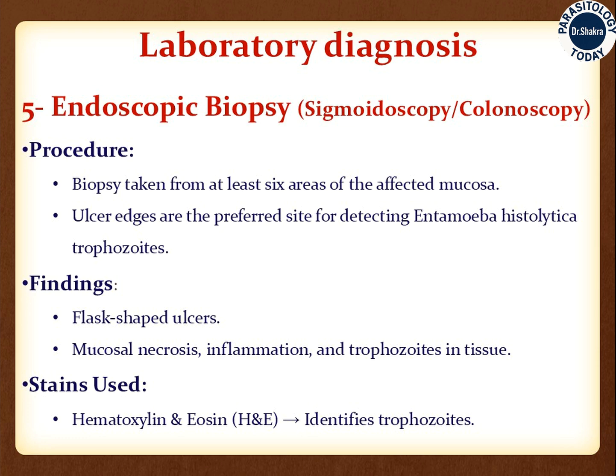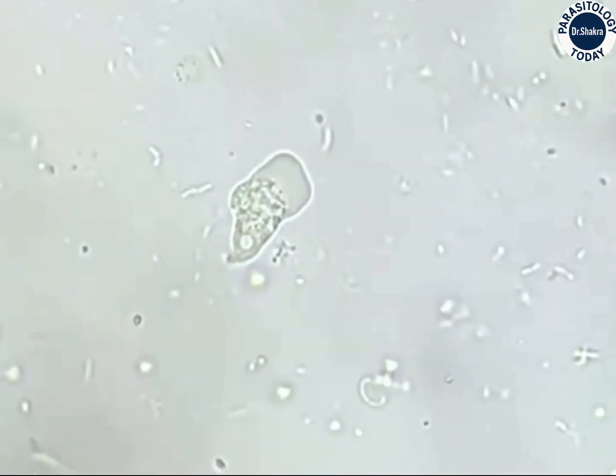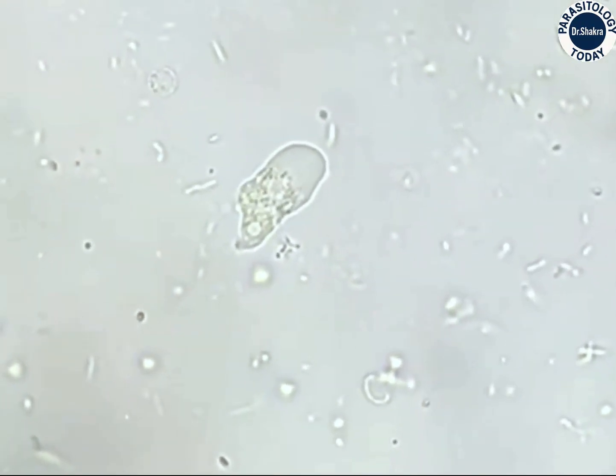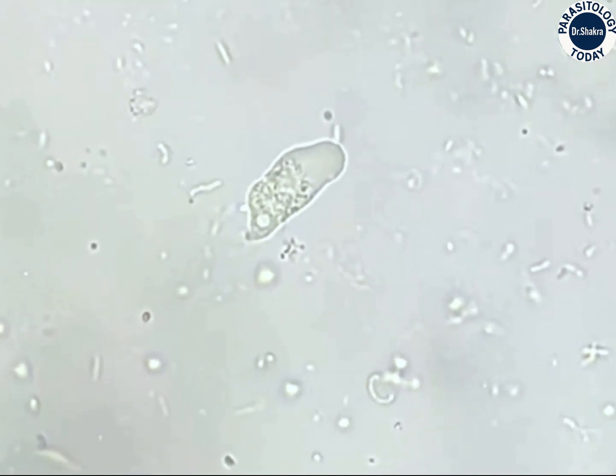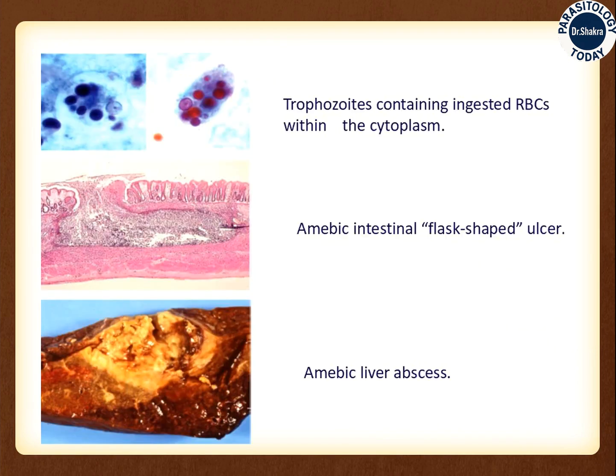Stains used: hematoxylin and eosin identifies trophozoites. In this video, we observe a live, moving trophozoite of Entamoeba histolytica. The image illustrates Entamoeba histolytica infection, showing trophozoites with ingested RBCs, a flask-shaped intestinal ulcer, and an amoebic liver abscess.